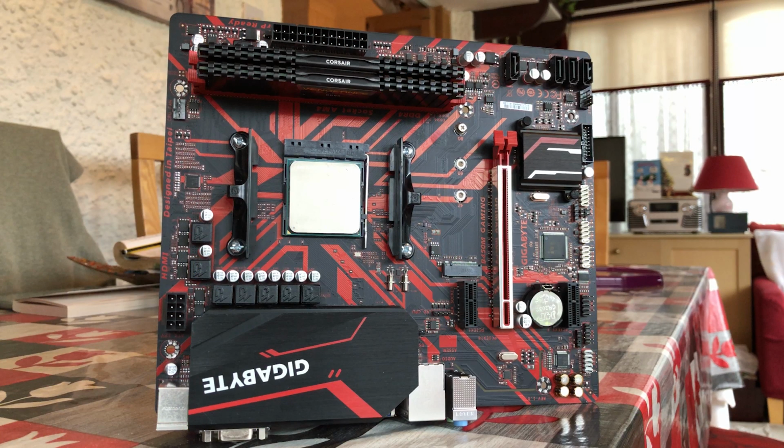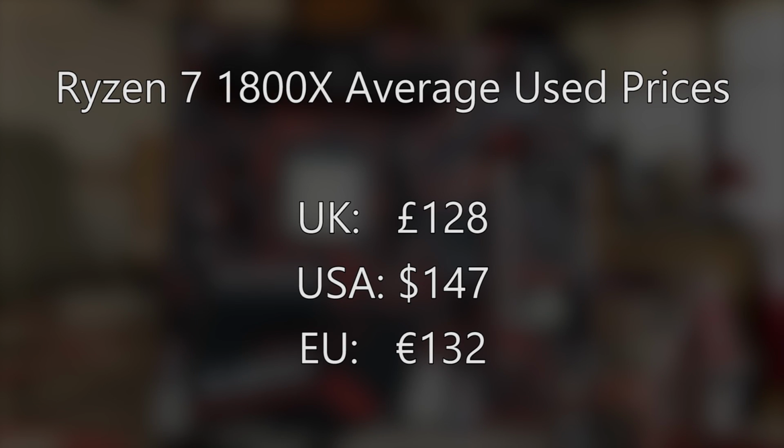The used market is where this could make more sense if you're willing to forego a warranty and, in some cases, an included original stock fan. Here are the average used prices of the 1800X in the UK, USA and mainland Europe, as of December 2019. Not bad for what you're getting, but it's important to remember that the 1700 and 1700X can still be found for less and will do almost just as well.